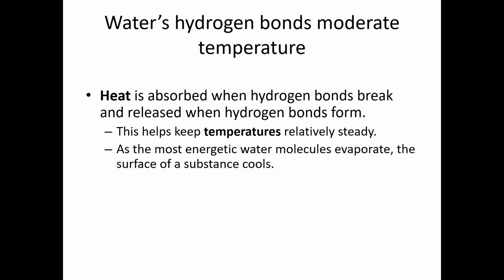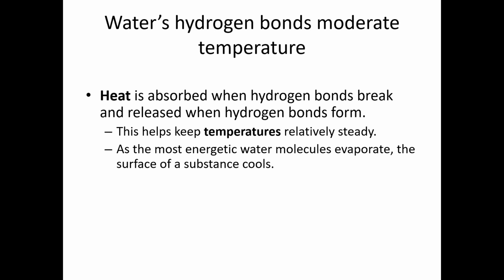In addition to allowing water molecules to stick to one another and to allow plants to transport water, hydrogen bonds also help regulate heat. Heat is absorbed when hydrogen bonds break and released when hydrogen bonds form. This helps water regulate temperatures and keep them relatively steady. As the most energetic water molecules evaporate, breaking all of their hydrogen bonds, the surface of the substance can cool. When a substance evaporates, the surface of the liquid that remains behind cools down. This is called evaporative cooling.